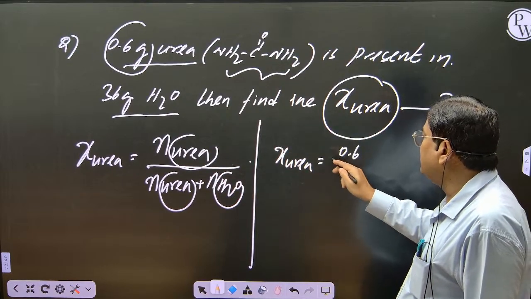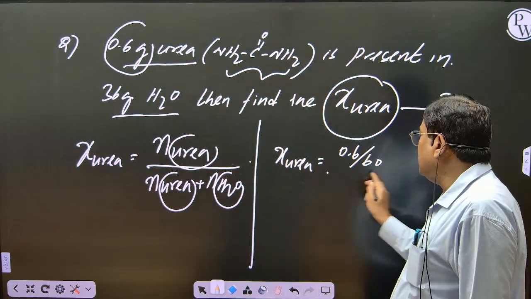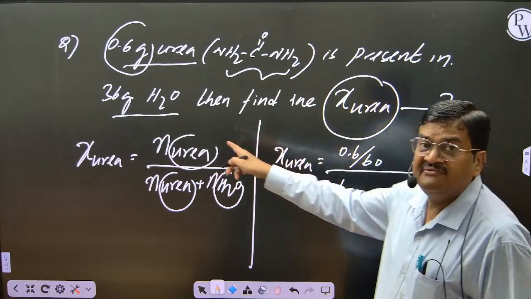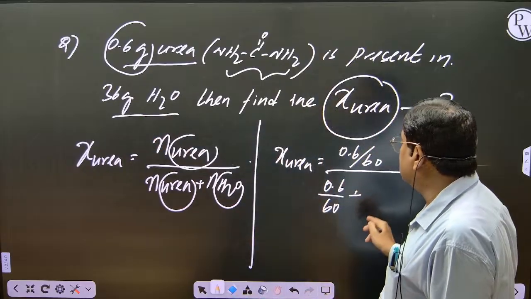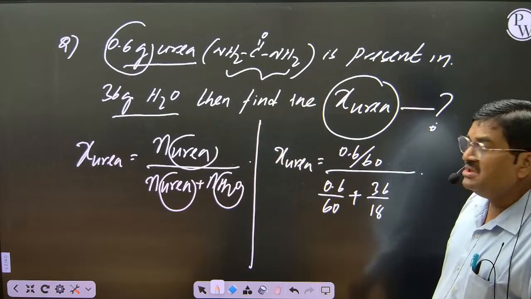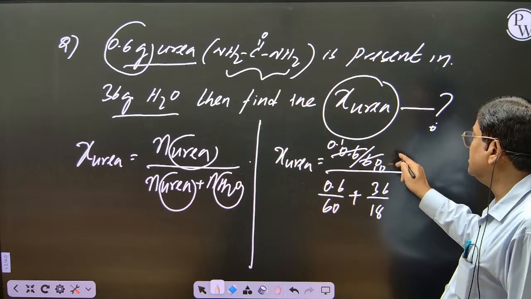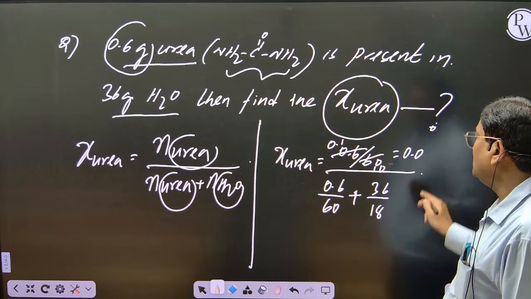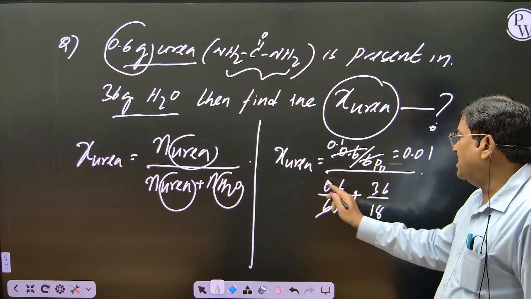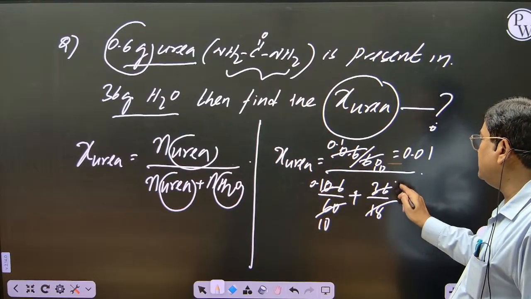Then the mole fraction of urea: the mass given in the problem, 0.6, is to be divided by 60, so 0.6 upon 60, plus what is the mass of water given? 36. What is the molar mass of water, students? Molar mass of water is 18. Now simplifying this, how much do you get? This will cancel 0.1, this will cancel 10. Is it coming 0.01? 0.1 upon 10 means 0.01. So this also comes 0.1 upon 10. This comes 0.01. This 18 will cancel by 2 times.